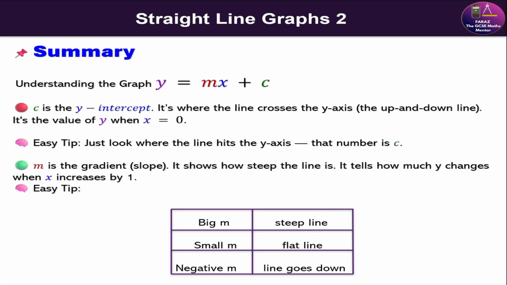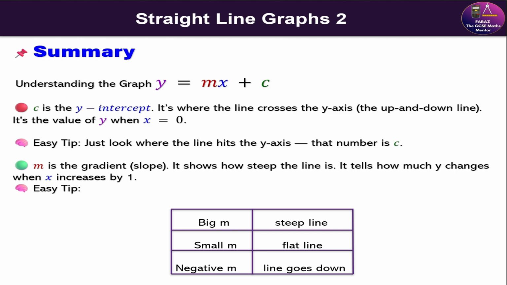Alright team, let's pull everything together with a clear summary of how straight line graphs work. We are dealing with the equation y equals mx plus c. Now what does that really mean? First, the c, that's your y-intercept. It tells us exactly where the line cuts through the y-axis, the vertical axis.